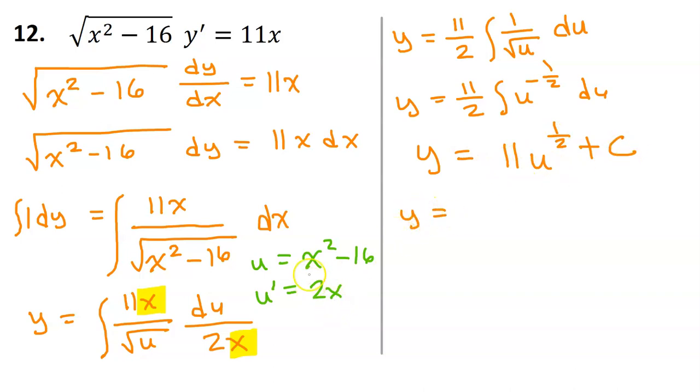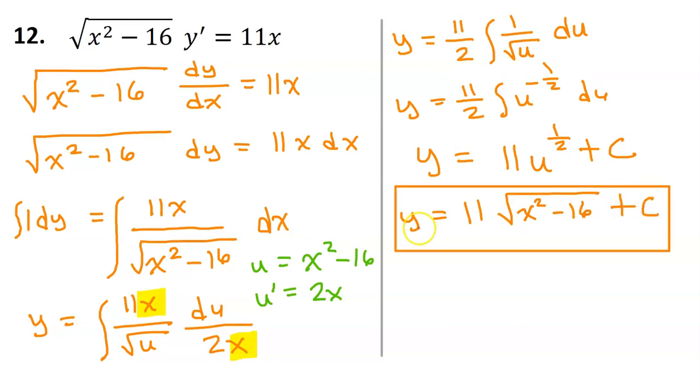U was x squared minus 16. So this is y equals 11 times the square root of x squared minus 16 plus c. So this is a general solution to the differential equation, and it's already in the form y equals f of x.